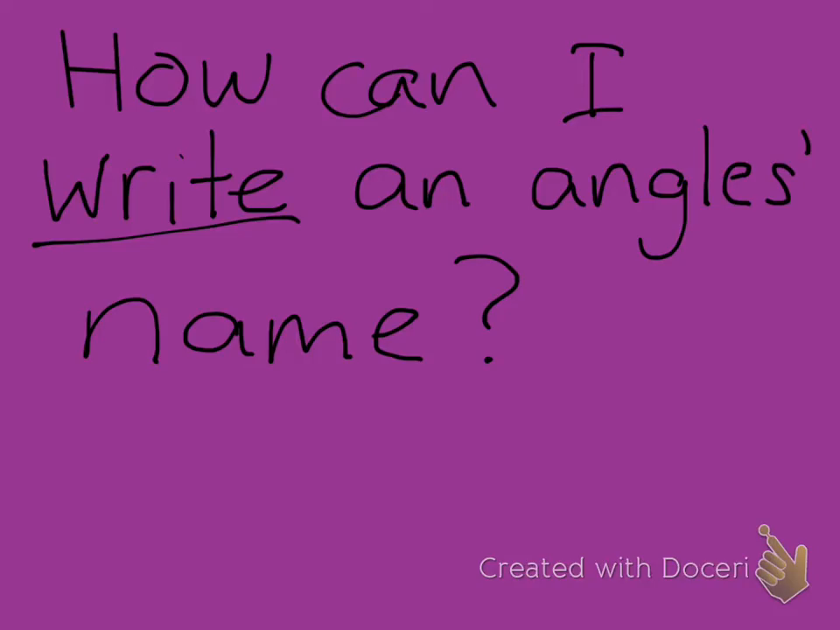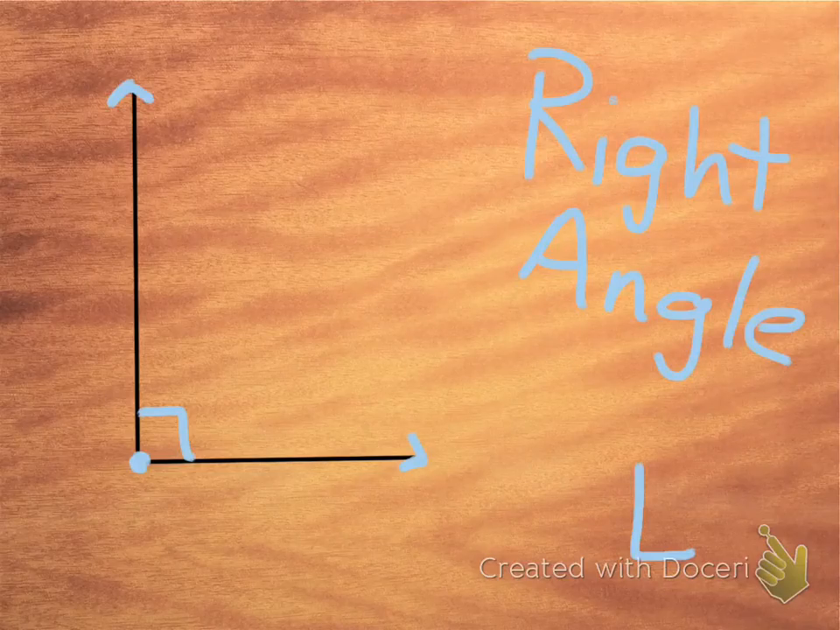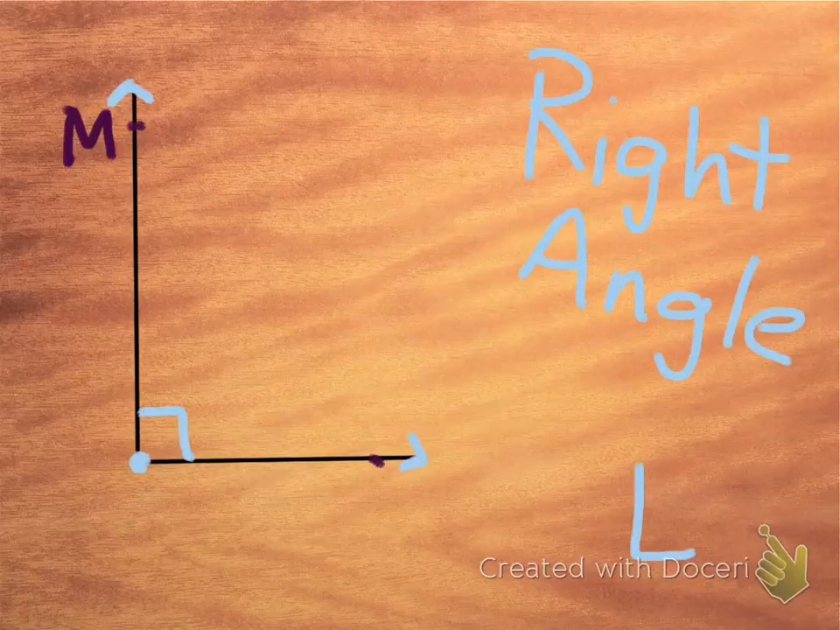But how can I write an angle's name? Well, if we look back at our different angles, we forgot to label them. So I'm going to go back and label. Angles get 3 letters, kind of like a first name, middle name, and a last name. So I'm going to go ahead and write this as an M. My vertex will be L, and the other ray can be labeled X.